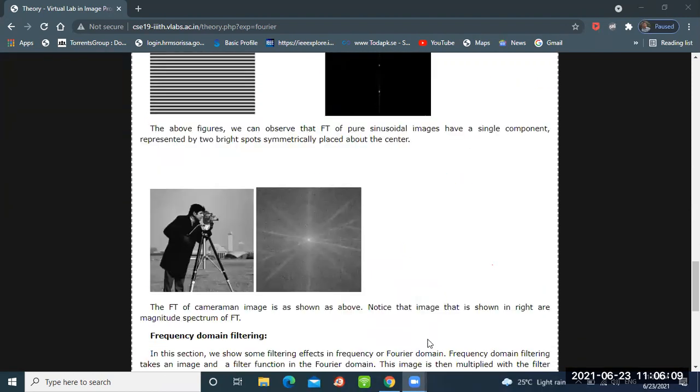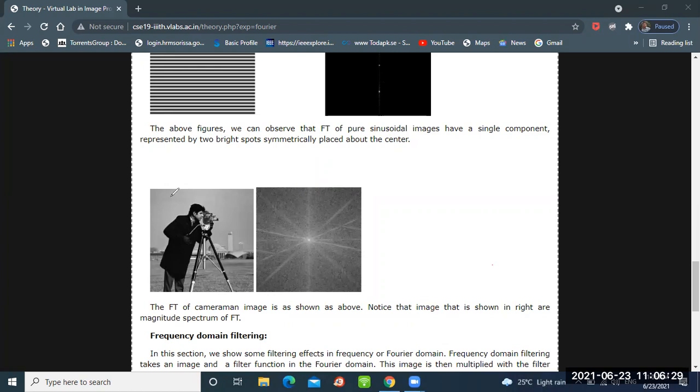From the above figures, we can observe that the Fourier transform of a pure sinusoidal image with a single component is represented by two bright spots symmetrically placed about the center. Both are very similar, but one is horizontal and one is vertical, and they both have two bright spots.